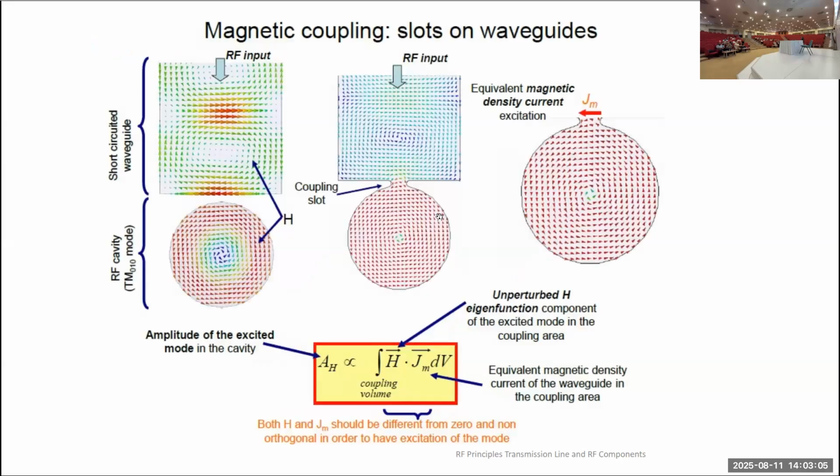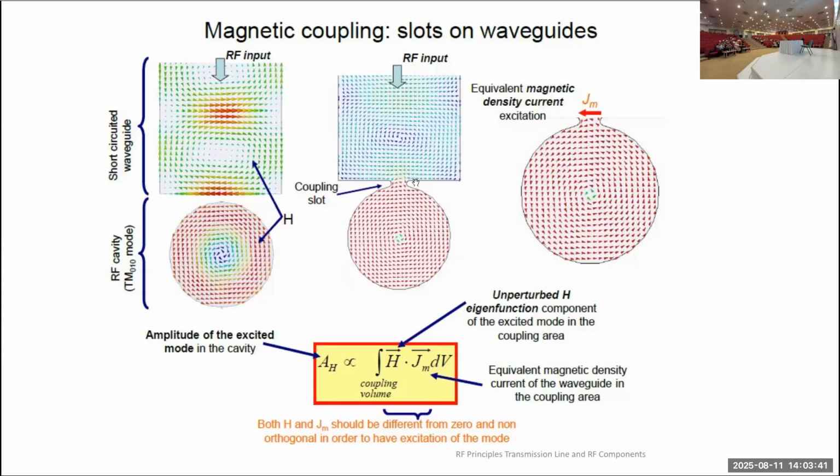Similarly, there is a way to couple RF through the waveguides. That can be magnetic coupling or electric coupling. Here we have a waveguide, and then we have a cylindrical cavity, and we want to couple the RF field to this cavity. In this case, we can have a magnetic coupling or we can have electric coupling.